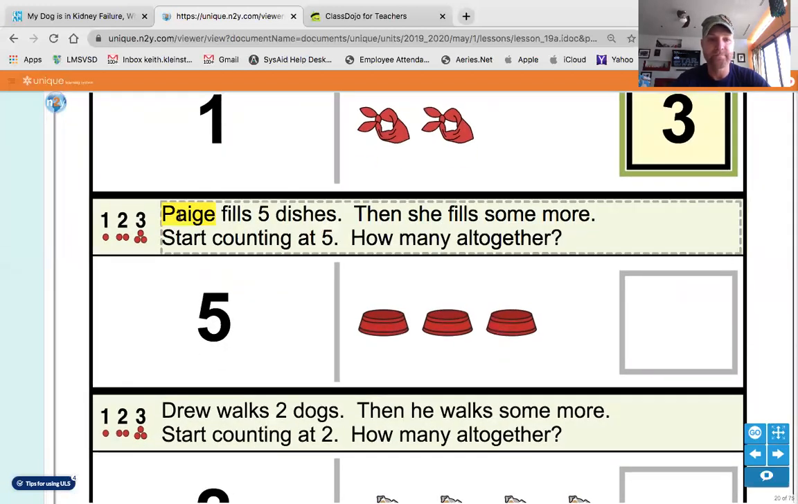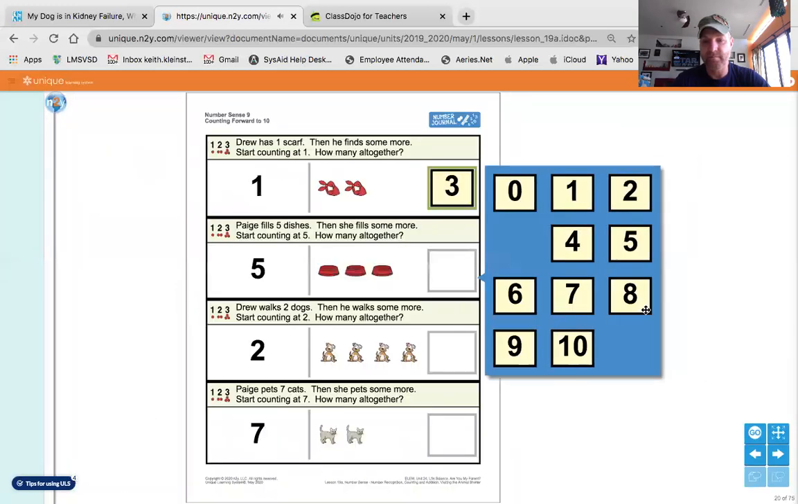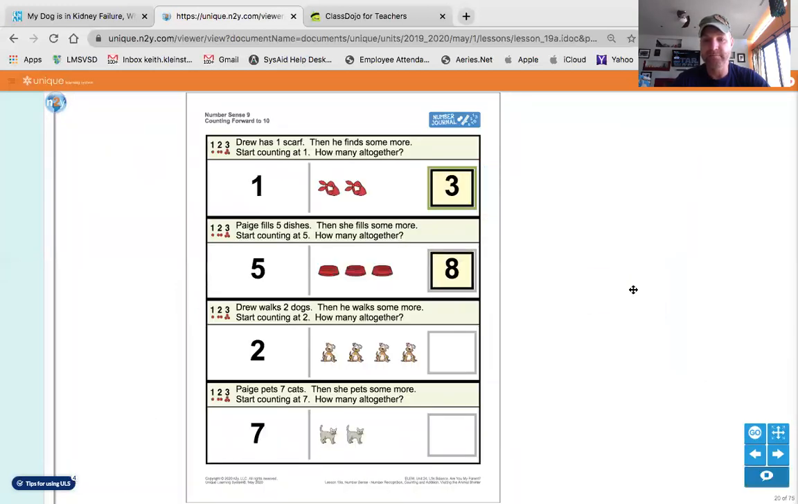Okay. Peach fills 5 dishes. Then she fills some more. Start counting at 5. How many altogether? Okay, we're starting at 5. Here's 5. 5, 6, 7, 8. Find 8. 8.